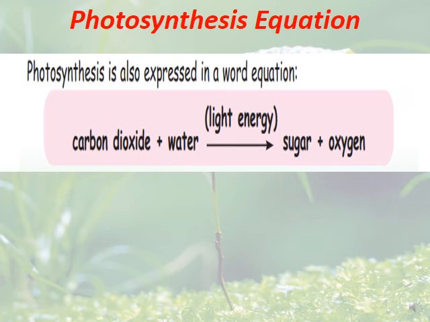Here is the equation that we have to study: carbon dioxide, CO2, with water, H2O, in the presence of light energy. Light energy is needed to produce the sugar and oxygen. Sugar can be in the form of glucose, C6H12O6, and oxygen, O2. This is the photosynthesis word equation we have to study. Okay, guys? Thank you. Bye-bye.